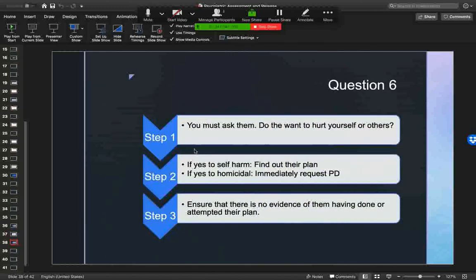Alrighty, number 6. Briefly describe the process of assessing suicidal and homicidal patients. Okay, again, step 1, ask them. Step 2, find out their plan or immediately request PD depending on the answer. And step 3, ensure there's no evidence. Okay, we want to make sure they didn't execute their plan.